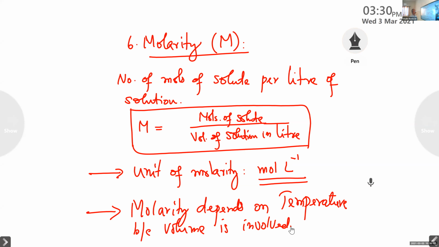Now we have to solve a problem based on this that we can do in the coming class. So remember this relation, molarity is equal to moles of solute by volume of solution in liter. The unit is mole per liter. And the number of moles is equal to mass in gram by molar mass. So we can do a problem in the coming class.